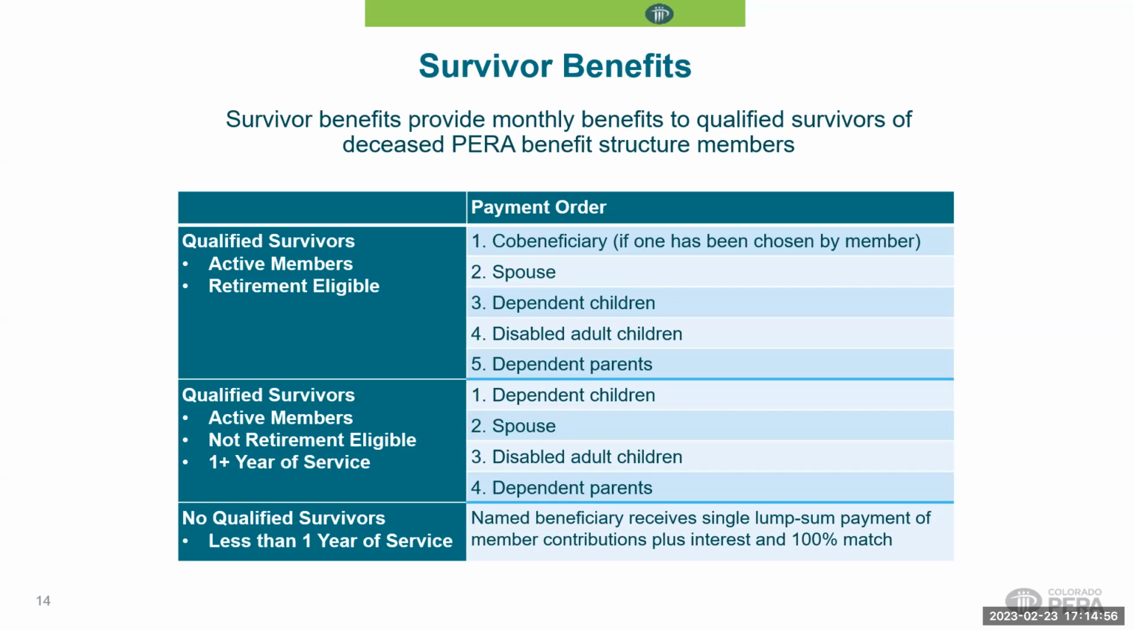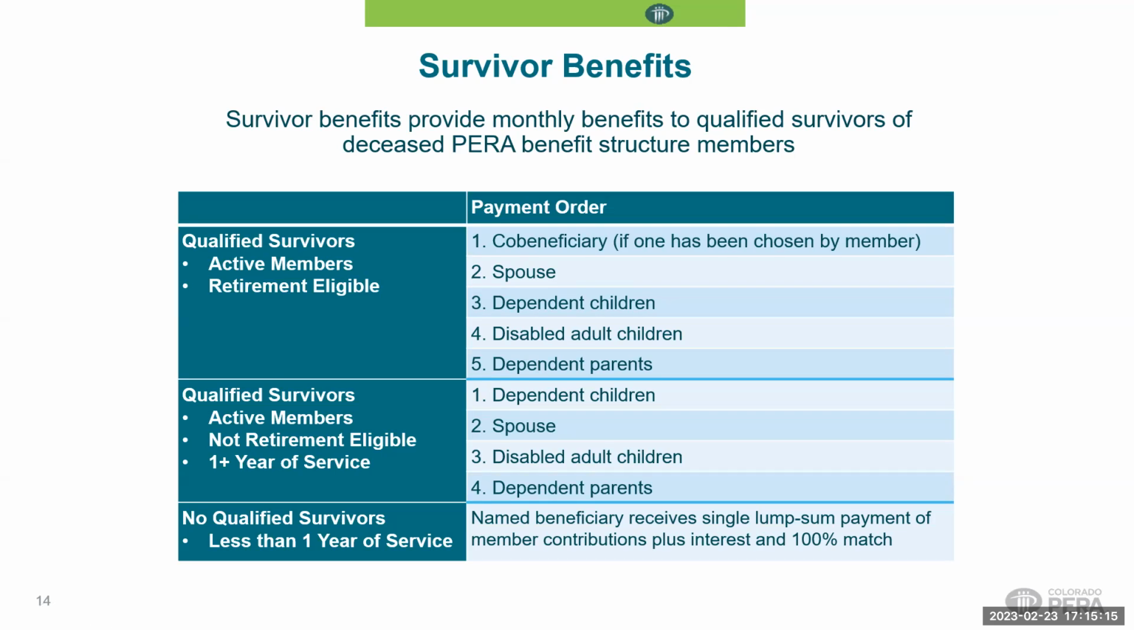And don't get this confused with a co-beneficiary. A co-beneficiary is someone you select upon retirement eligibility. Named beneficiary is someone that you can elect anytime. I have 2 named beneficiaries on my account right now. So that's something that can also be done online.